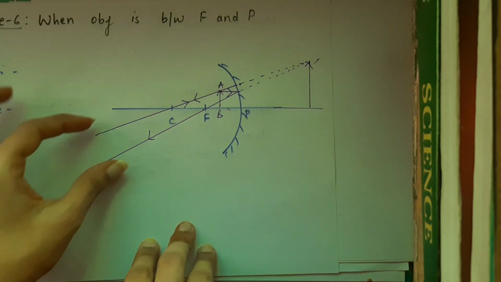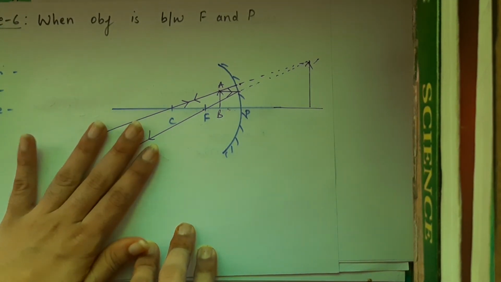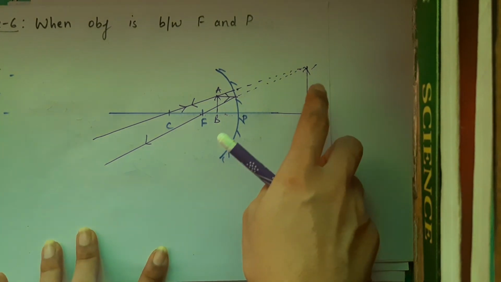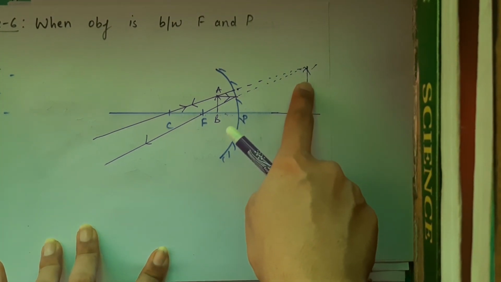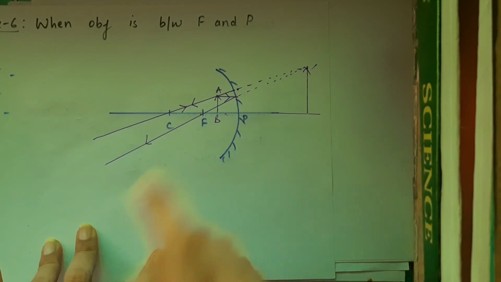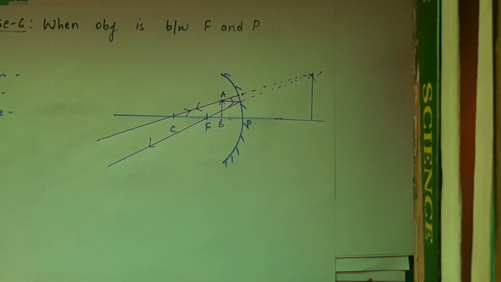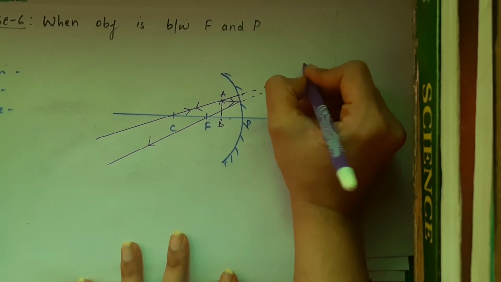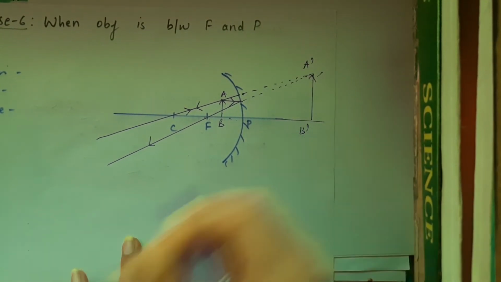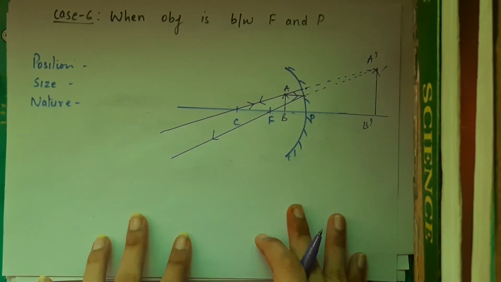And what happens if the person is standing here? If a person is standing here, what he will see? He will see that the light is coming from this point, and he will see the object here. Basically, in case of your plane mirror, as happens in your plane mirror. So now let's label the image. The image is A prime, B prime, and let's write the position, size, and nature.